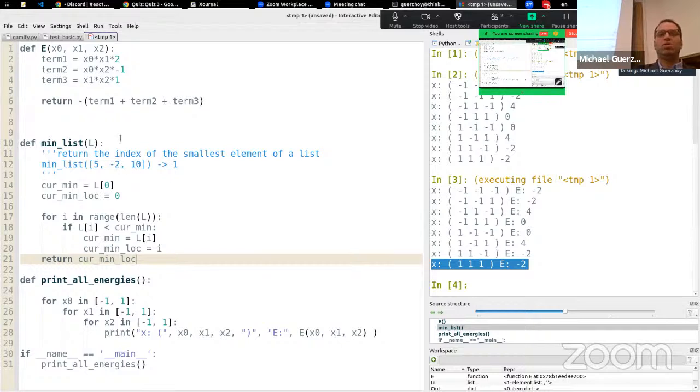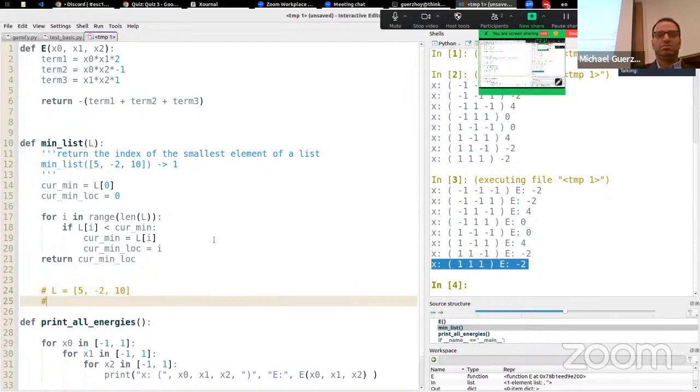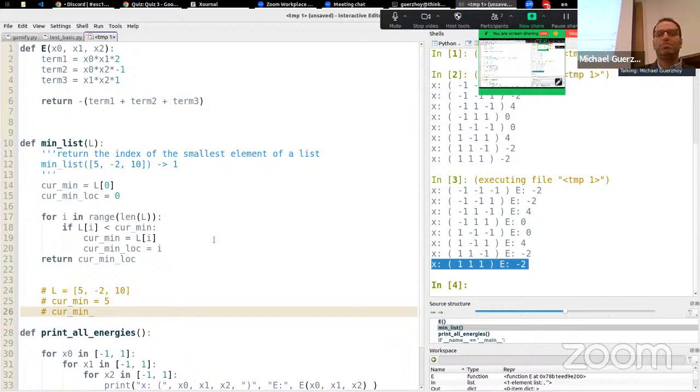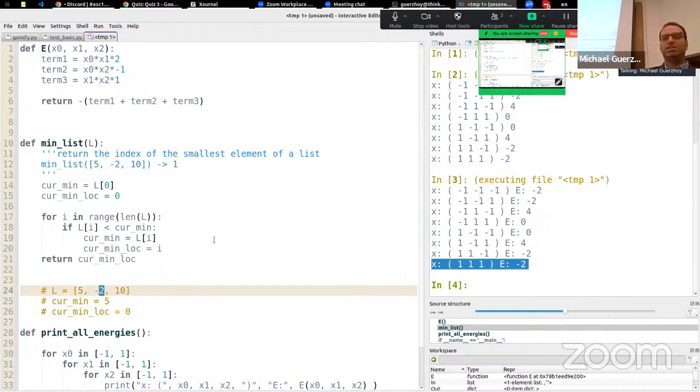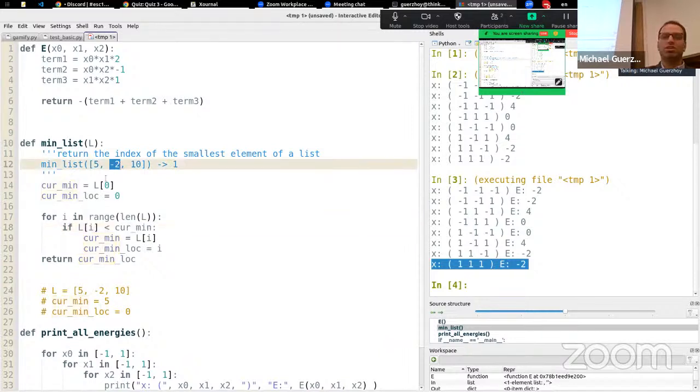Does that make sense? Let's trace it by hand with L equals 5, -2, 10. Initially the current minimum is going to be 5, and the location of the current minimum is going to be 0. Then I say, okay, let's try i equals 1. When i equals 1, I ask, is L at 1 smaller than the current minimum? In this case, yes, it is. -2 is smaller than 5, in which case I update the current minimum to -2 and remember the location of where I saw it.